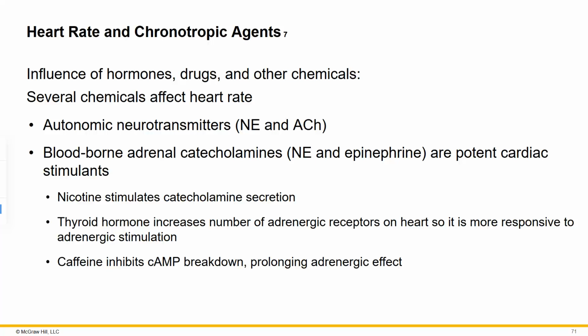Autonomic neurotransmitters, we already talked about. Blood-borne adrenal catecholamines are potent cardiac stimulants. Nicotine stimulates catecholamine secretion. Thyroid hormone increases the number of adrenergic receptors on the heart, so it's more responsive to adrenergic stimulation. Caffeine inhibits cyclic AMP breakdown, prolonging the adrenergic effect.